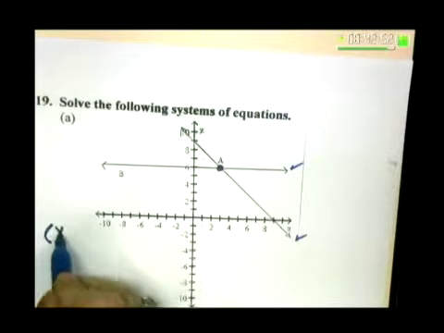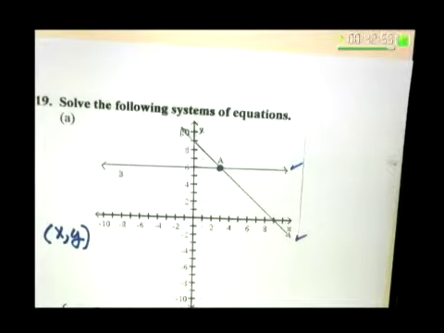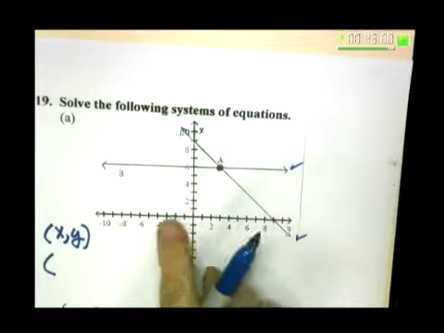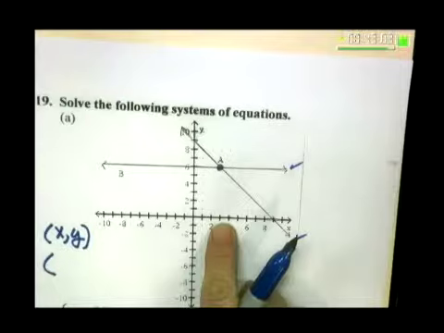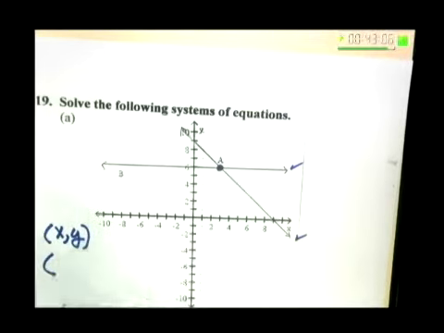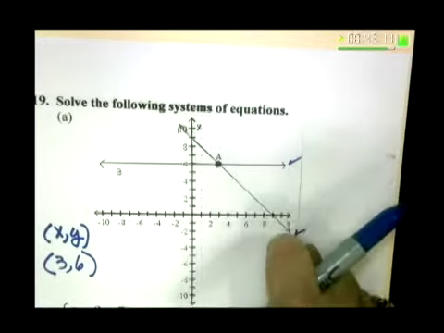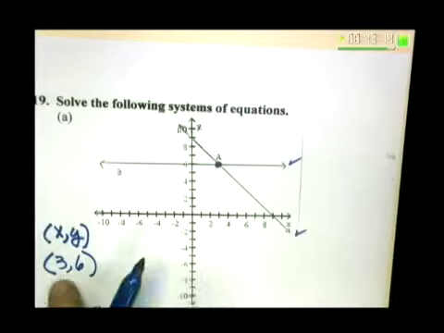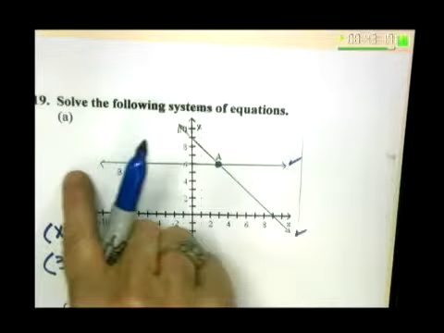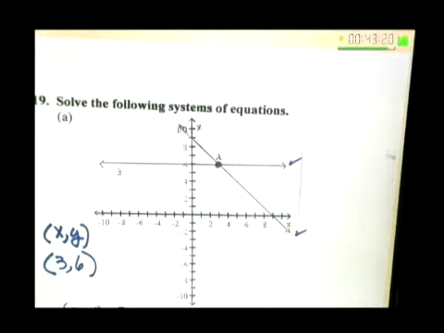So the solution is an x, y solution. What is the common x and y point for both lines? So I go over and read, and it is 3, 6. So the solution to the system of equations is 3, 6. That is the only point that's common to my two lines. If you're graphing, that's fairly easy.